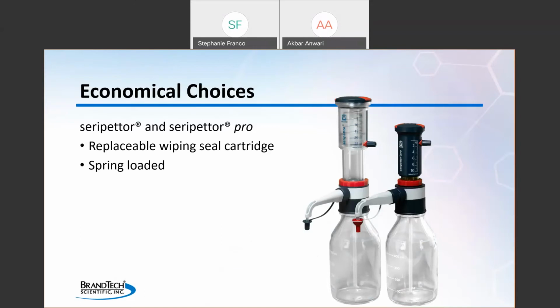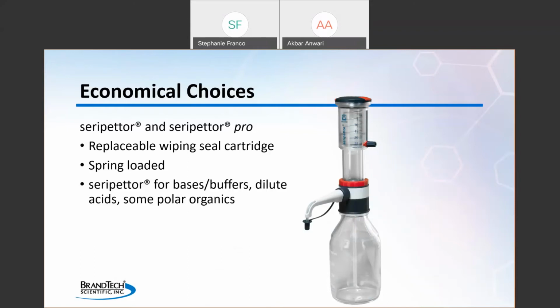The dispenser is spring-loaded to allow one-handed operation with the wiping seal design. The basic design, the Cerepetter, has EPDM elastomer valves and is designed to handle the needs of a typical biology laboratory. It's suitable for bases, buffers, dilute acids, and some polar organics. A nice advantage of the Cerepetter is that it can be used with sodium azide, a biological preservative that damages many higher-end instruments.